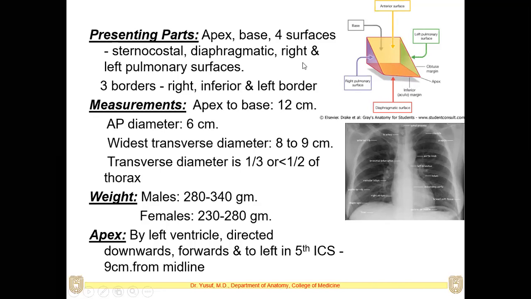And there are three borders. One is the right border here. Then we have the inferior border, then the left border. There will be three borders, right, inferior, and the left border. Measurements, if you measure from the apex to the base, it will be almost 12 centimeters. Average in an adult human being, it will be almost this.